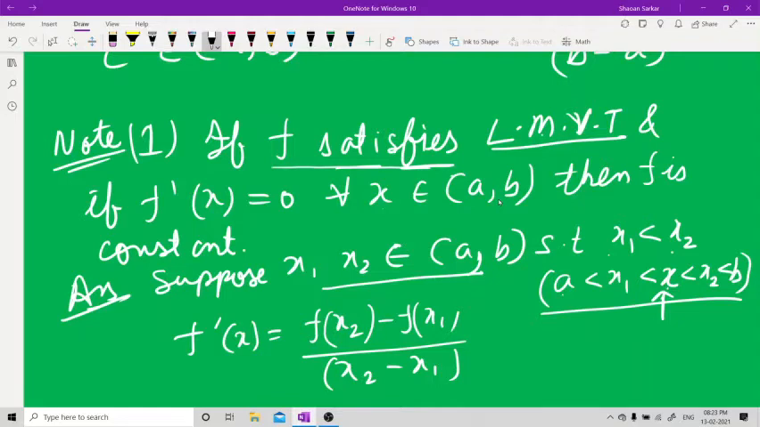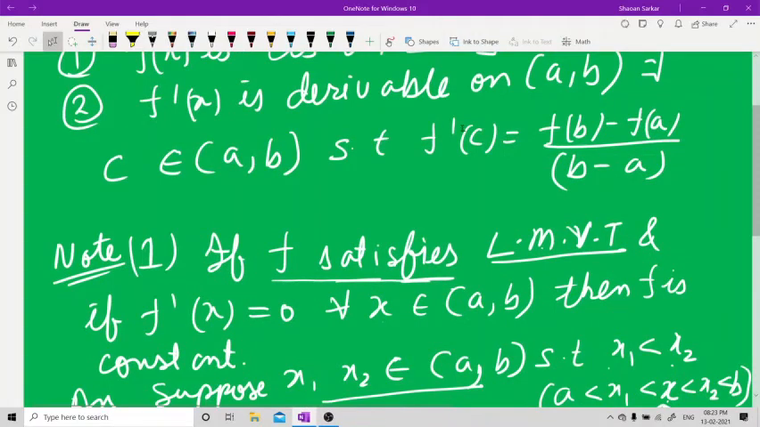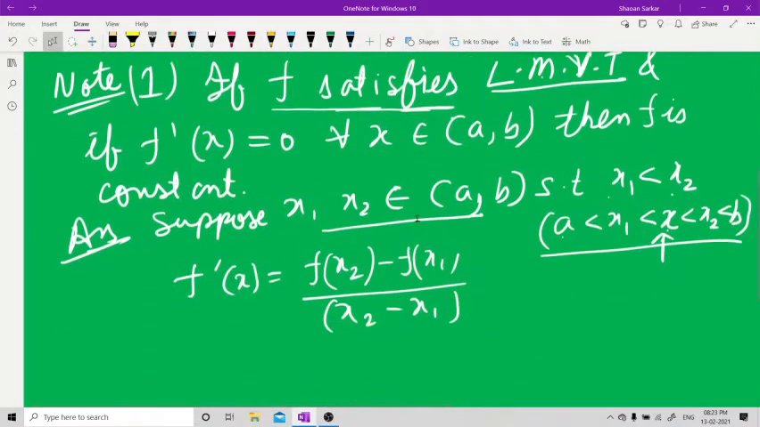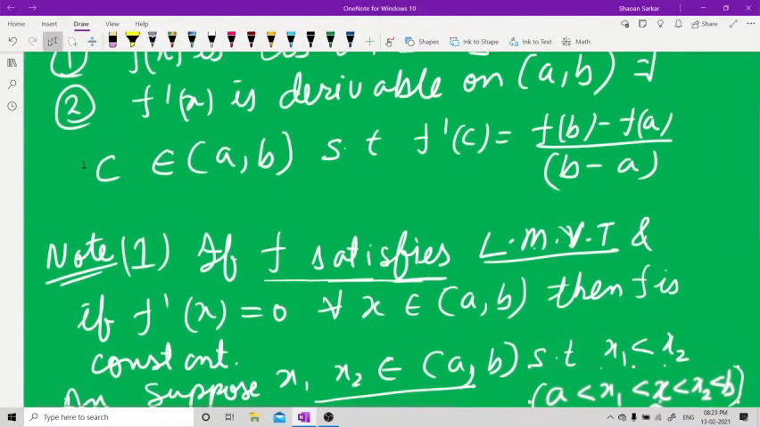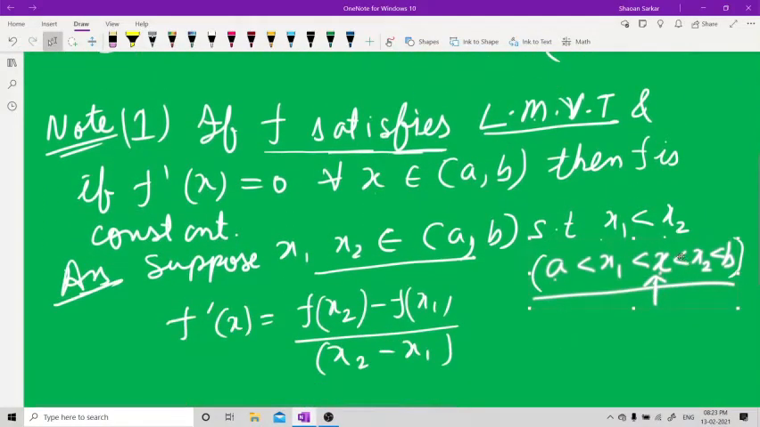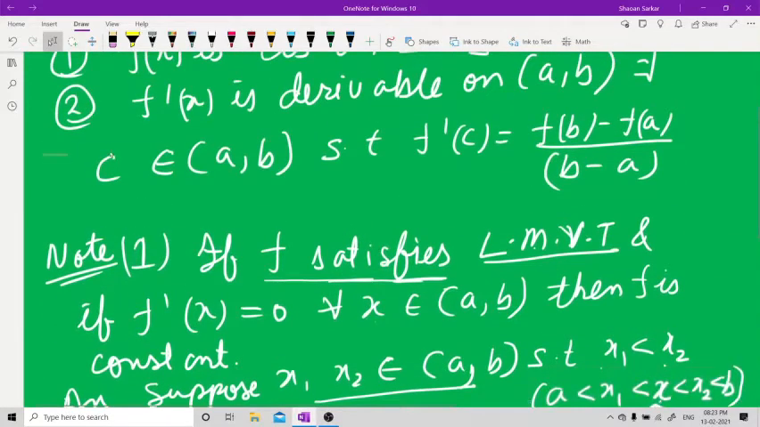We have a point in the theorem. Look, this point c is in between a and b. I have here considered that f(x) satisfies the Lagrange mean value theorem and f'(x) is 0 for all x belonging to this interval. Then f is constant. Suppose I take any 2 points between a and b such that x1 is less than x2. So this behaves somewhat like this, and this c will now behave like x. This c is in between.